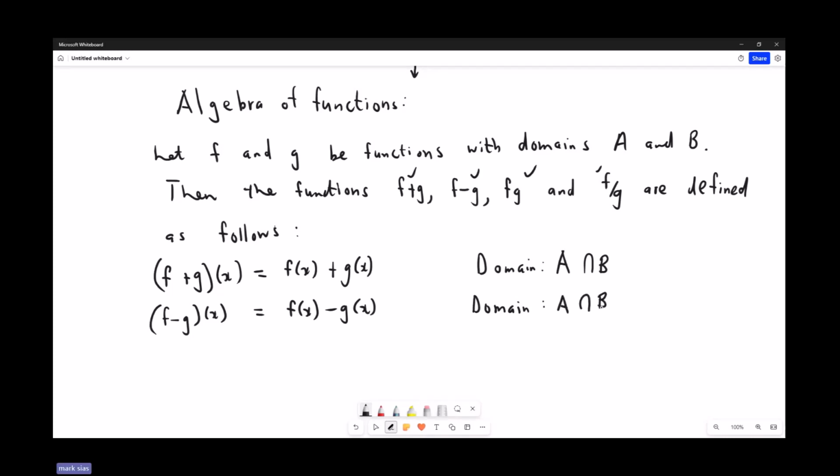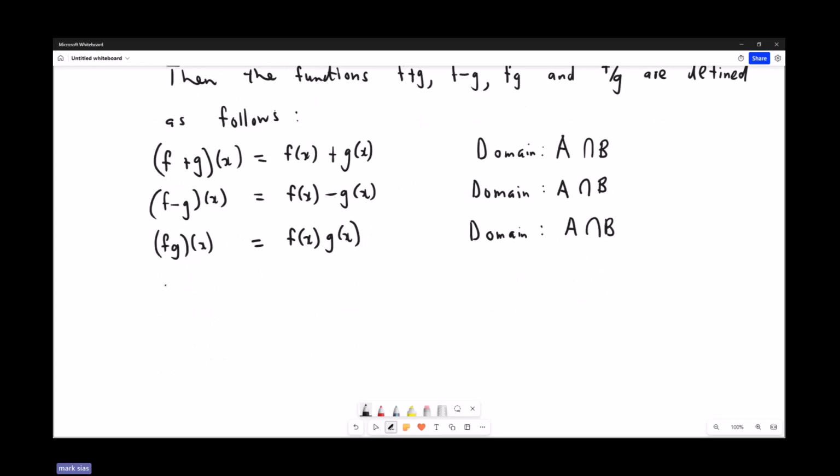So the domain of the difference is just the intersection of A and B, those individual domains. And the product of F and G, so F multiplied by G of X, is just equal to F of X multiplied by G of X. And the domain here is again the intersection. The domain of that product is just A intersection B again.